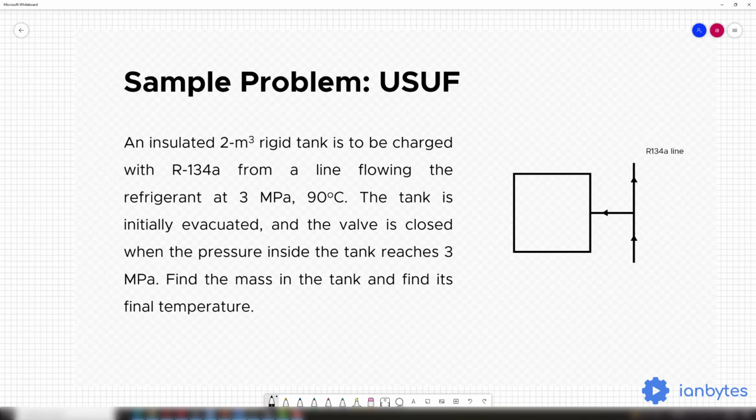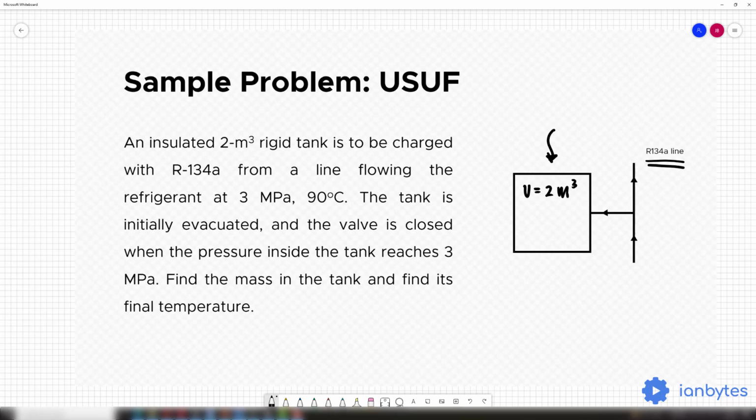So according to our word problem, the volume of this tank that you can see over here is equal to 2 cubic meters. So it is a rigid tank, so ibig sabihin hindi nagbabago yung iyong volume. Also, we are using R134A, so make sure na mamaya sa ating thermodynamic tables ay nandun tayo sa R134A tables.